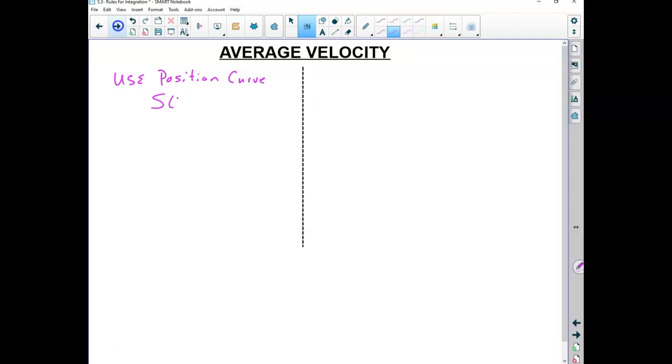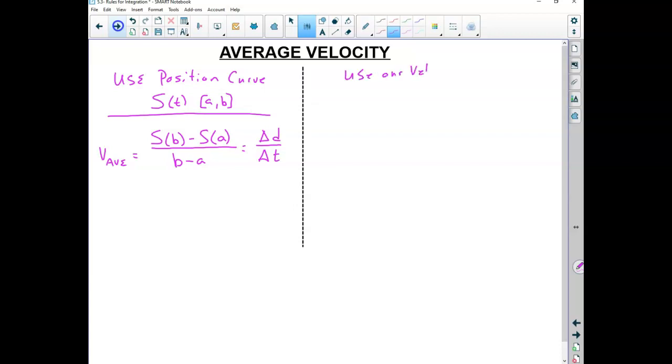and remember we're calling our position curve s of t. How do we find that? Well, we find the average value of s of t on the interval from a to b. So my average velocity using my position curve is simply my position at point b minus my position at point a, divided by my time change of b minus a. This gives me my change in displacement, or my change in distance, divided by my change in time. Well, now we're learning we can use our velocity curve as well. Okay? So with our velocity curve, we're going to use v of t on the interval from a to b. Well, how the heck can we do that?